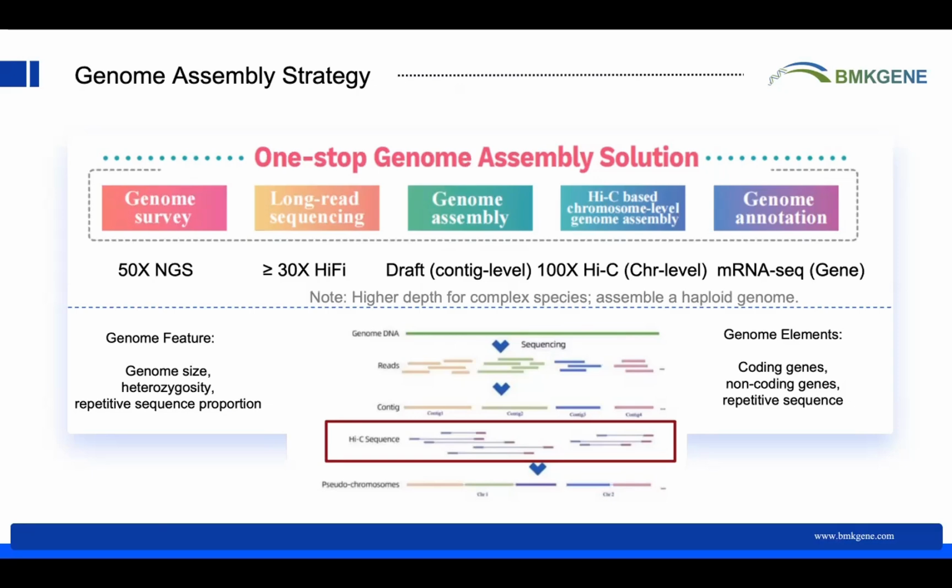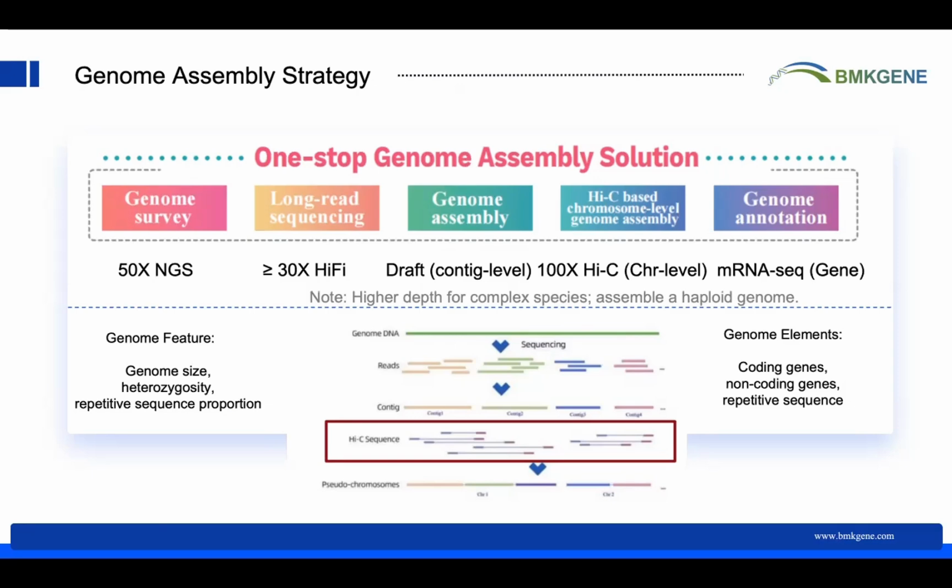I would say that this is a common level of genome assembly. If it's a higher complexity species, we would recommend higher depth for the assembly. And also, this by default is to assemble into a haploid genome.